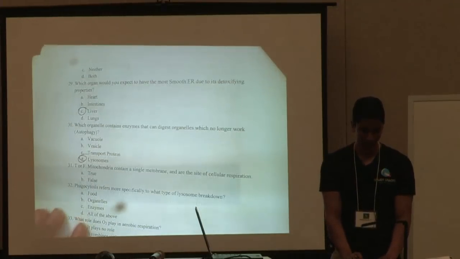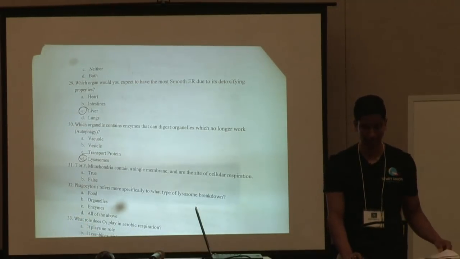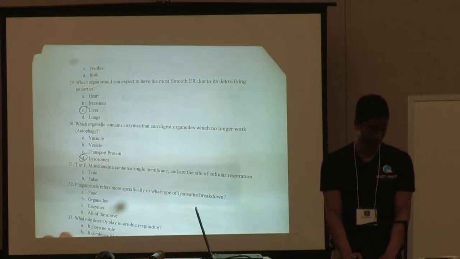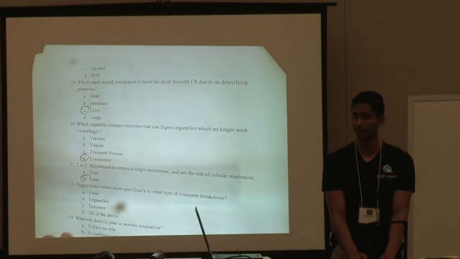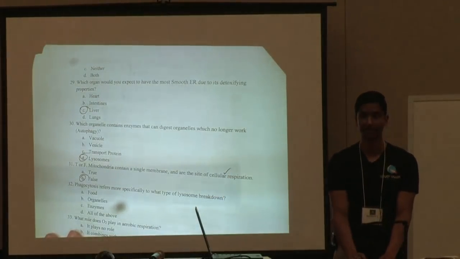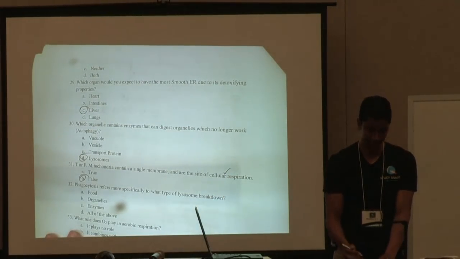All right. True or false? Mitochondria contain a single membrane and are the site of cellular respiration. False. So are they the site of cellular respiration? Yep. Do they contain a single membrane? No, right? They have many.